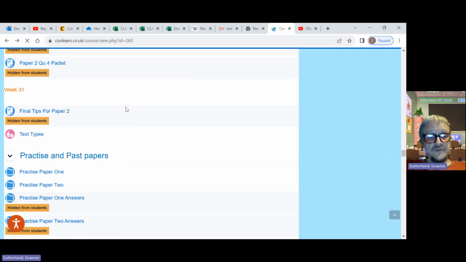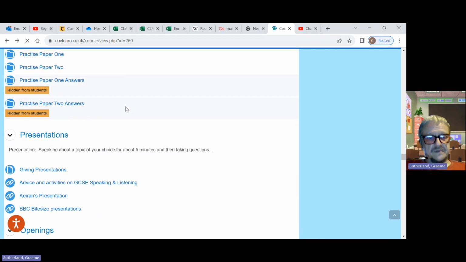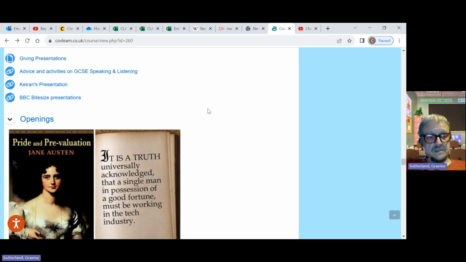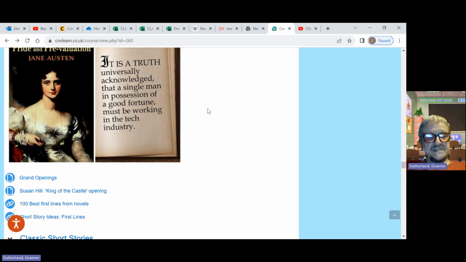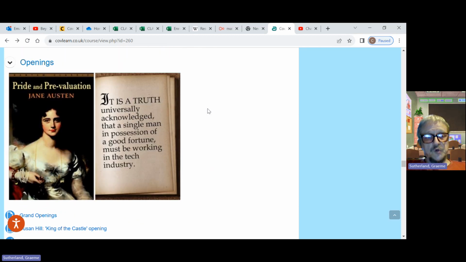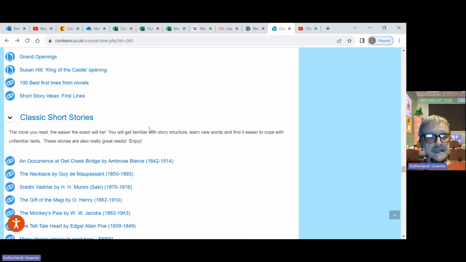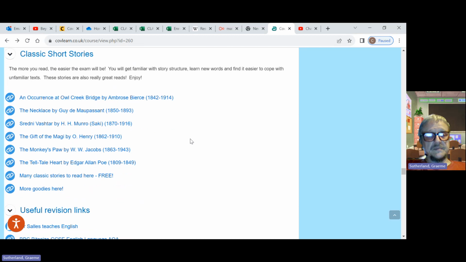But further down, there's also more general things. So practice papers, information about the presentation, examples of people doing their presentations, and bits and pieces that you might find interesting, the openings to stories, how to write good openings. And this is what I was talking about earlier, classic short stories.